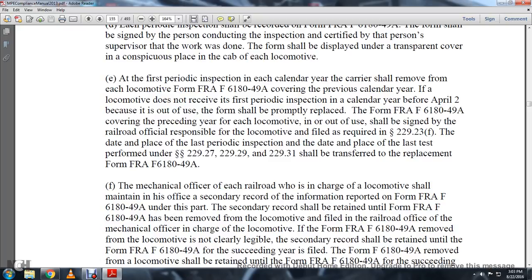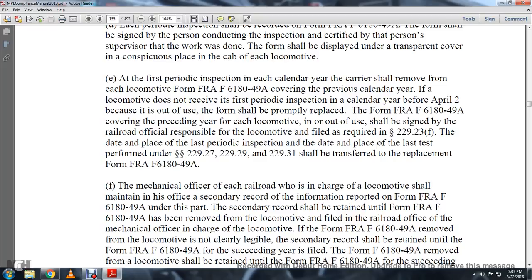E. At the first periodic inspection of the calendar year, the railroad shall remove from each locomotive the FRA Form 6180.49A covering the previous calendar year. If the locomotive does not receive the first periodic inspection of the calendar year before April 2nd because it is out of use, the form shall be properly replaced.